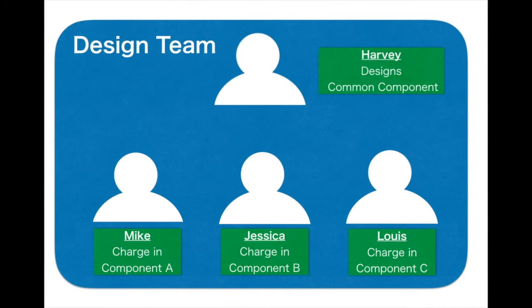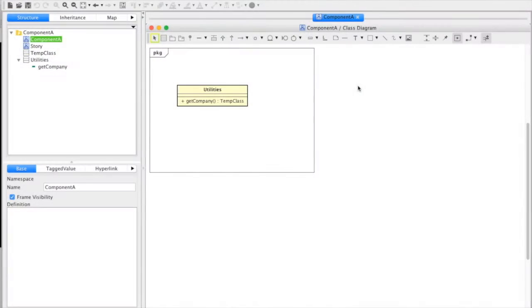Harvey is responsible for designing a base and common component of a system. Other members, Mike, Jessica, and Luis, are assigned to design other components, and they need what Harvey's designing to build theirs. Let's take a look at Mike's case. This is Mike's file, designing component A.